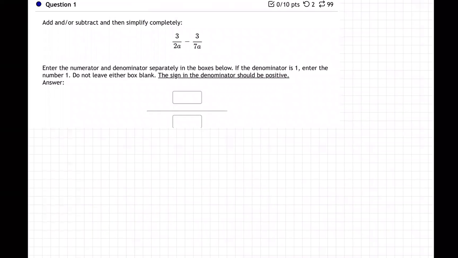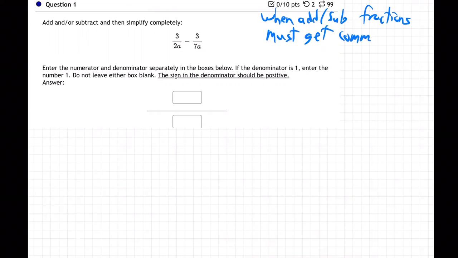Okay, so on this question, we are subtracting a couple of fractions. And when you add or subtract fractions, you have to make the denominators the same. So let me write that. When you're adding or subtracting fractions, you must get common denominators, right? You've got to get the denominators the same. You can't add or subtract unless the bottoms are the same. Why is that? Well, it's just real life.